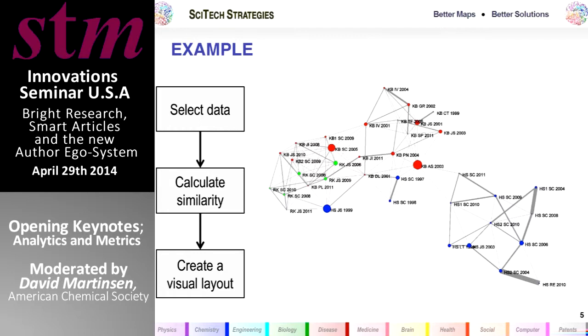So we select the data. Well, the next thing we're going to do is calculate the similarity between these pairs of papers. Now you can see that some of them are, and this is represented by the width of the line, some of them are very similar to each other. Others, there's no lines between at all because there's no similarity between them. But we take this whole group of similarities and say, okay, let's organize this in a way that visually makes sense, and you end up with something like this.